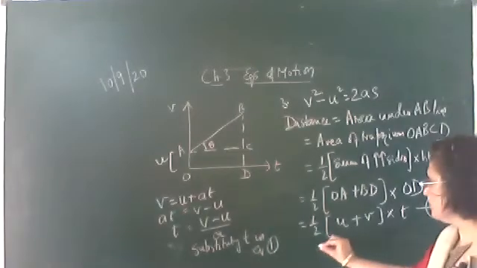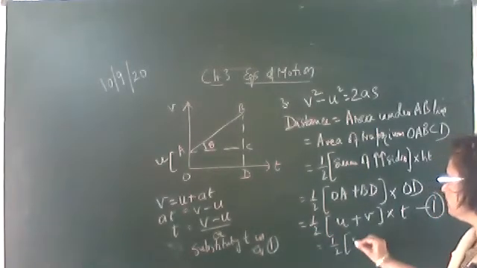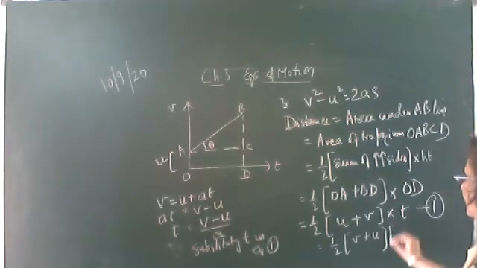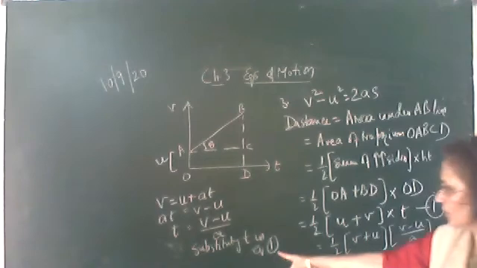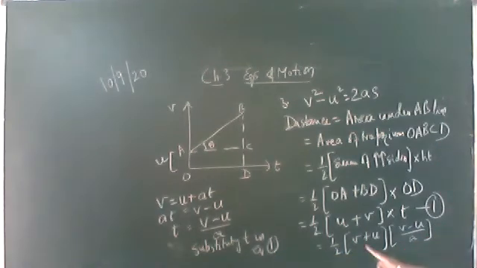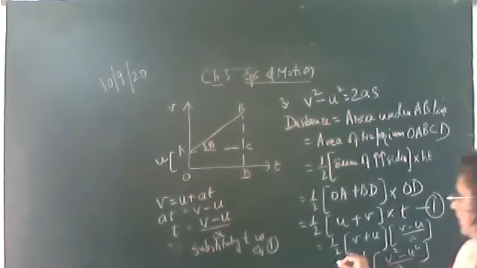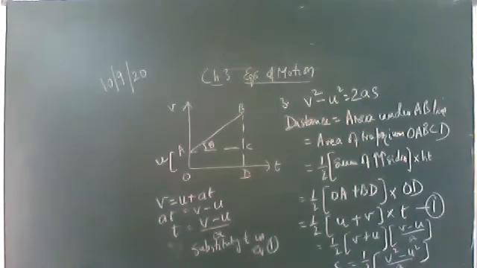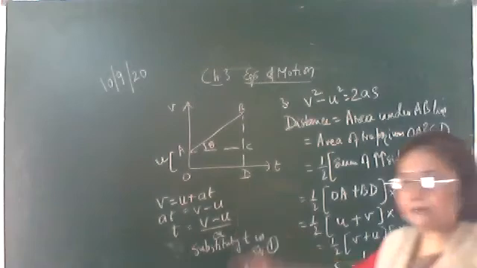Now let us substitute. What do we get? Half, U plus V can be written as V plus U, and T is equal to V minus U upon A, from the first equation we found out. Now V plus U into V minus U gives V square minus U square, as you know that A plus B into A minus B is A square minus B square. So S is equal to half V square minus U square upon A, which is the distance traveled.